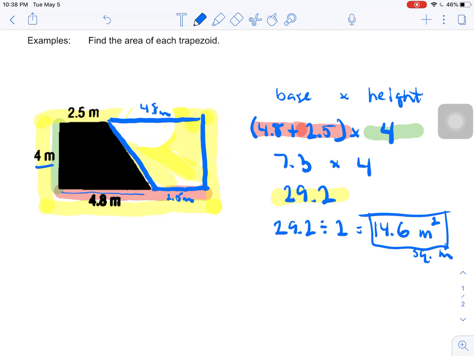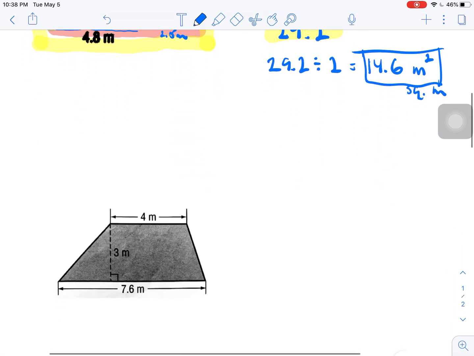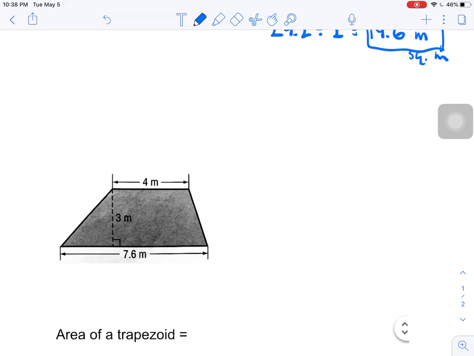So we're going to try one more, and then we're going to see if we can summarize this process into a formula, because we actually are walking through the steps for a formula. So you got one more trapezoid on here. Our process was to flip the trapezoid upside down and then put it next to the original trapezoid. So if we flip the trapezoid upside down, that means that this is going to be the 4 meters, and the 7.6 meters is now right here. And so now we've got a parallelogram.